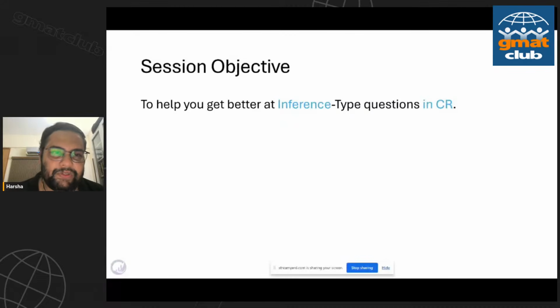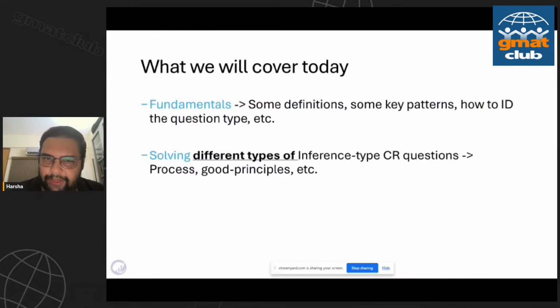What are we here to do? Today, it's all about trying to help you get better at inference type questions. We're going to cover a lot of ground. So there will be places where I hope to move quickly, and there'll be places where I will really deliberate a lot. Either way, you're going to get a lot of value out of it. That's my hope. So we're going to discuss some fundamentals, some definitions, some key patterns. One of the most important things I realize is how to ID the correct question type. I often find that we tend to confuse inference with something like strengthen, and we'll be discussing that as well.